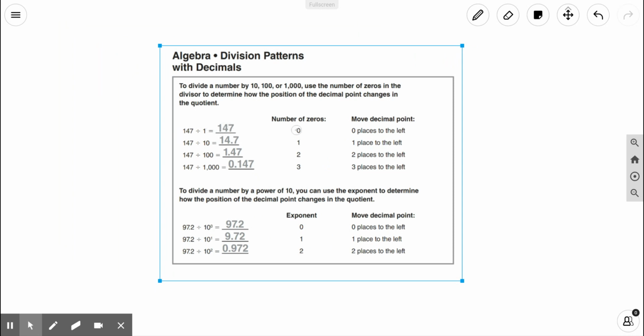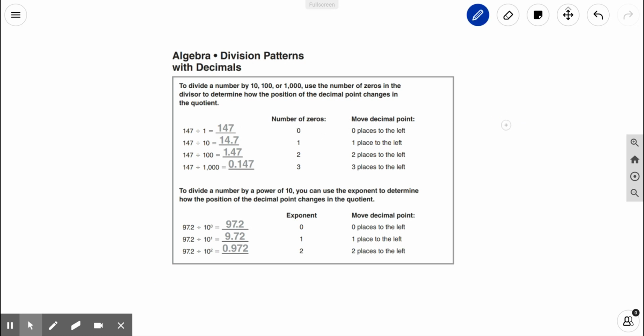But here we have 147 divided by 1. And we should all know that that's going to stay the same. But if you look here, there is a 0. There are no zeros in the problem. And so the decimal that you really can't see, that decimal is actually right there. That decimal that you can't see, it's not going to move. It's going to stay right there. The answer is going to stay the same as the first number.